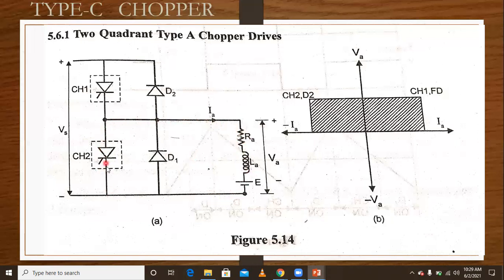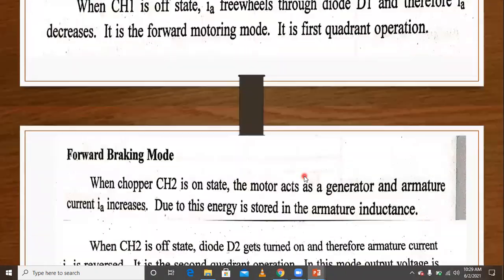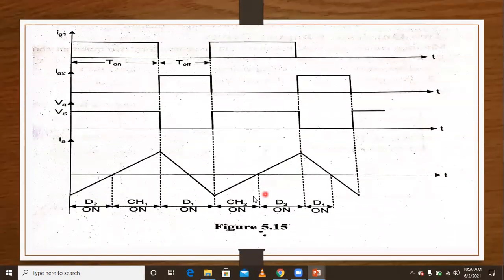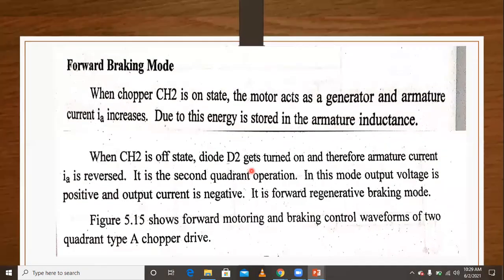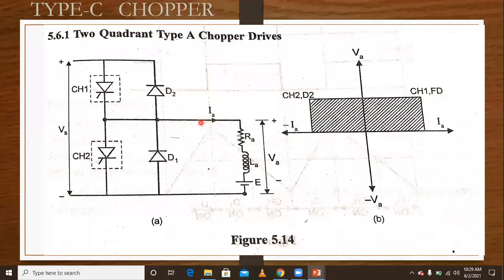Armature current increases in the reverse direction when chopper CH2 is in the on state. Understood? So when chopper CH2 is on, the armature current increases in this manner in the reverse direction. That means load to source. In this way, the armature current is going from the motor like this.